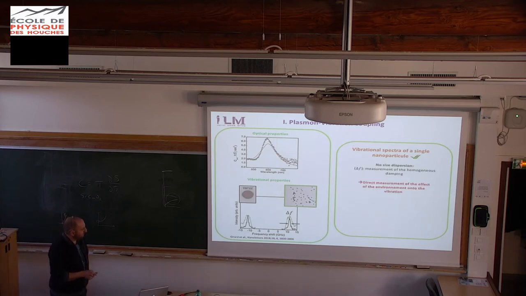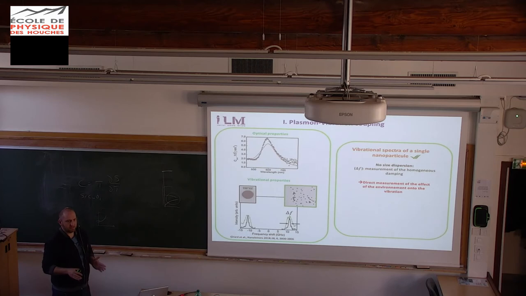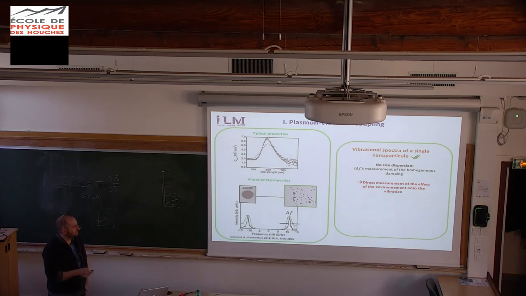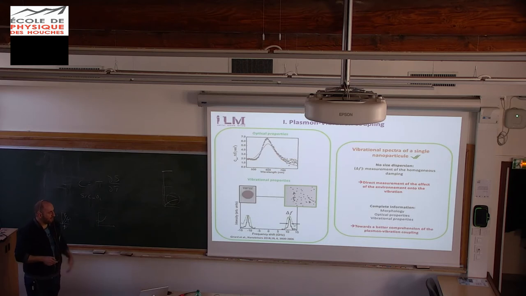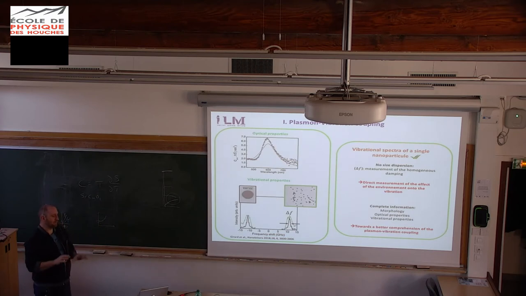The important information here is that the width of the peak you are measuring now has a real meaning, because in the case of the green spectra, the width reflects the size dispersion in the sample. In that case, we have real information, and we are able to access the effect of the environment on the vibration using this technique. The good point of our technique is, as I told you, we have the morphology, the optical properties, and the vibrational properties, so we will be able to understand how the plasmon and the vibration couple inside the system.